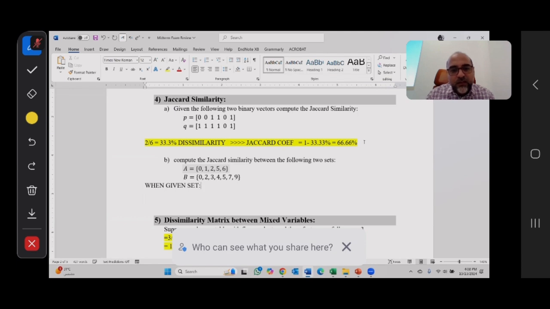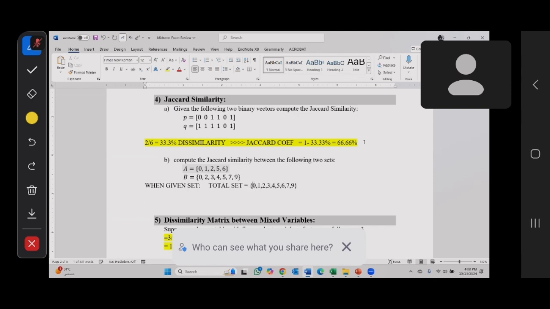In this case, you find the total set, which means the total set is how much? 0, 1, 2, 3, 4, 5, 6, 7, 9. This is the total set. You all agree? Have I missed anything? No. From 0 to 9.